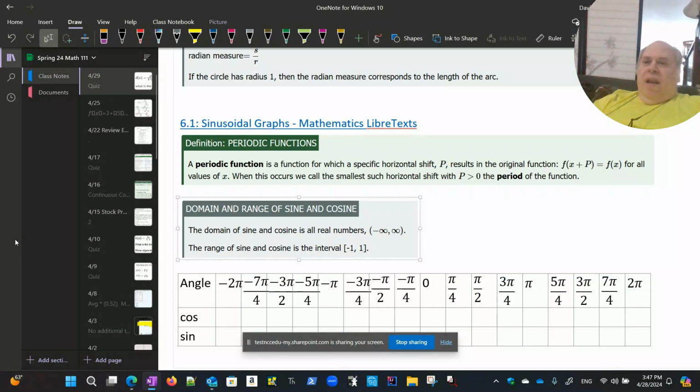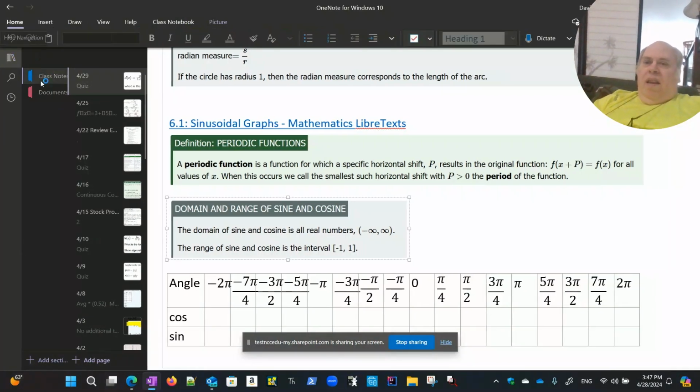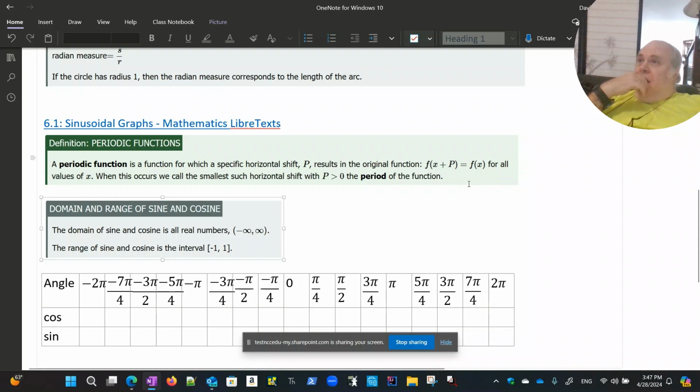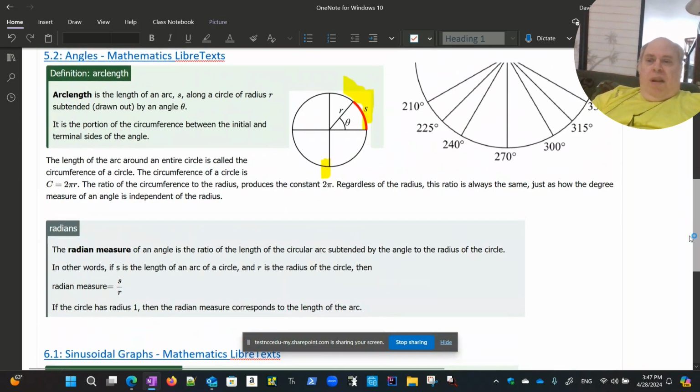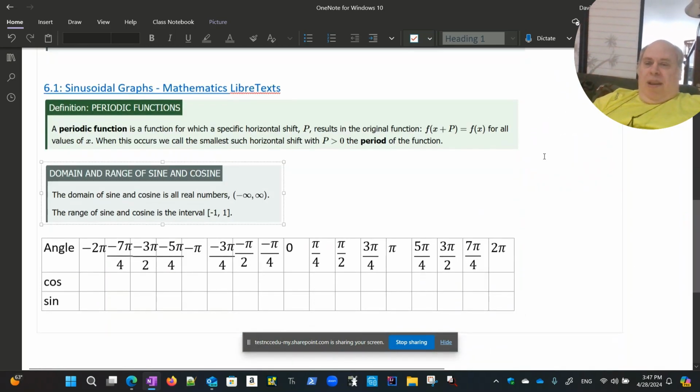Okay, guys, this is about sine graphs and cosine graphs and periodic functions. This is 6.1 material. The last lesson was 5.2. That went quick, and now we have 6.1.